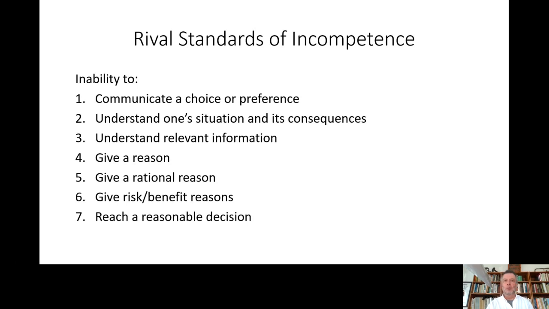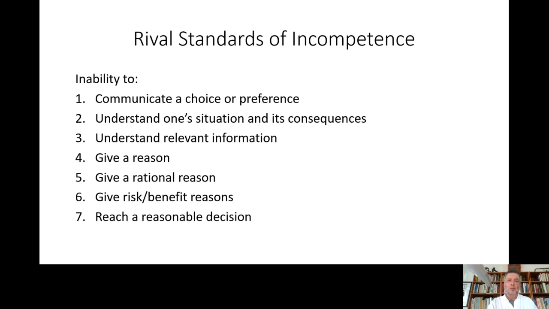There are rival standards of incompetence, such as different people understand incompetence in different ways. They all involve some form of inability. First, the inability to communicate a choice or a preference. So we're going from minimal capacities to maximal capacities that would be required to determine incompetence. The minimal standard of incompetence is an inability to communicate a choice or preference at all.